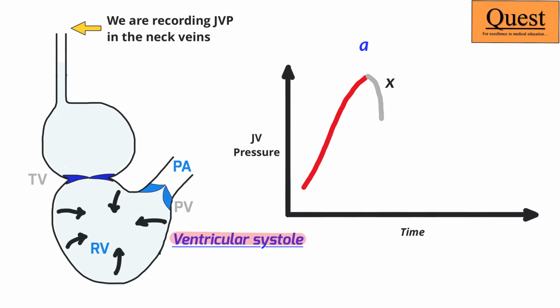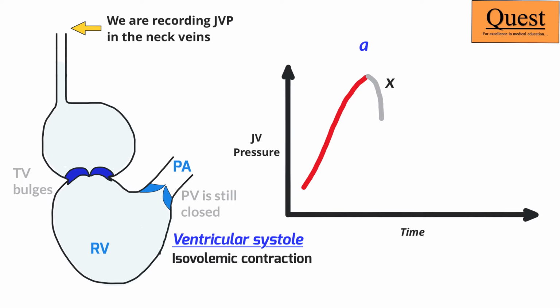The first part of contraction of the right ventricle is that of isovolumic contraction. In this phase, the tricuspid valve is going to close, but the pulmonic valve is yet to open. As the ventricle undergoes this phase of contraction, the tricuspid valve is not only going to close, but it's going to bulge towards the right atrium. This bulge is going to cause a waveform in the right atrium, and that's going to be reflected in the JVP as the C wave. So the C wave happens when there is isovolumic contraction of the right ventricle.